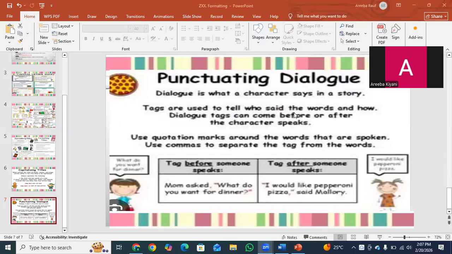Okay. Punctuating dialogue. Dialogue is what a character says in a story. Tags are used to tell who said the words and how. A dialogue tag can come before or after the character speaks. Use quotation marks around the words that are spoken. Use commas to separate the tag from the words. For example, let's take an example. The teacher asked, "What are you doing?" You can write it in this manner.